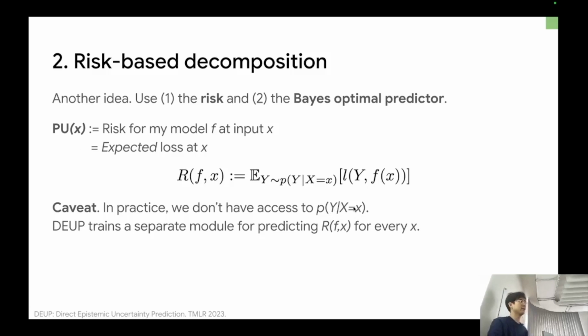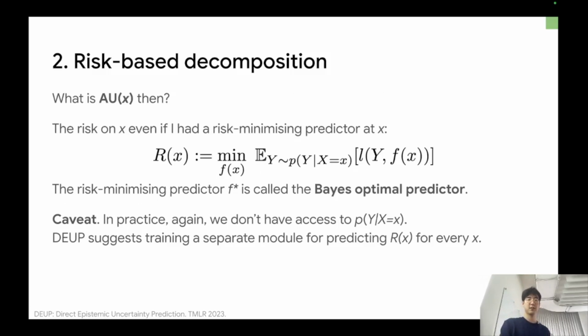But it's rarely possible that you can find the same duplicate instance in the training set for x and then find a lot of different samples of y. So it's essentially impossible to compute in general. Some work here, DUP, advises you to train a separate module for predicting this risk given x. I don't really like this approach because you have to train a new model for this. But just to give you an idea of how people have approached this, I'm introducing this one as well.